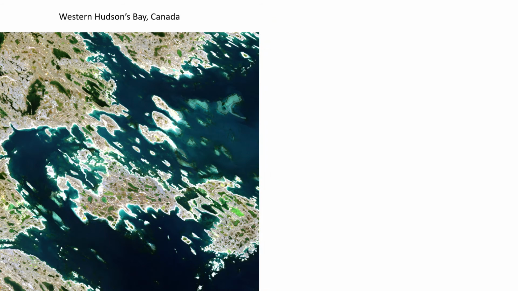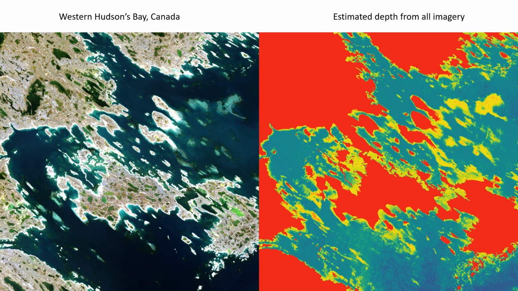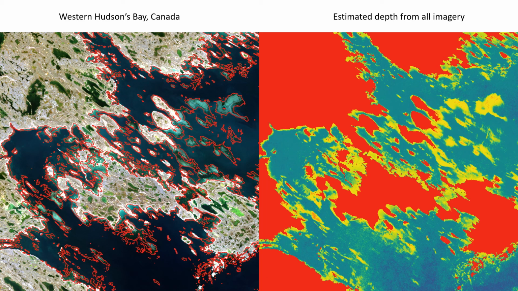Here's another example from an area in the western part of Hudson's Bay. This is one of those areas that have a large number of shoals, and we can see that FAB works well to find them. And when we apply the threshold method I mentioned before, we can create a simplified product that simply outlines shallow areas and separates them from deep areas.